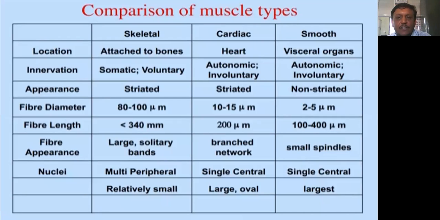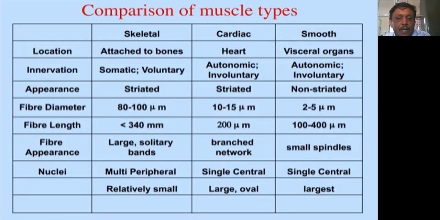Here is a short comparison between the various types of muscle tissues, skeletal, cardiac, and smooth, based on certain parameters. Regarding location, skeletal muscles are attached to bones, cardiac muscles are in the wall of the heart, and smooth muscles are in the visceral organs. Regarding innervation, skeletal muscles are somatic and voluntary, while cardiac and smooth muscles are autonomic and involuntary. Regarding appearance, skeletal and cardiac muscles appear striated, and smooth muscle appears non-striated.